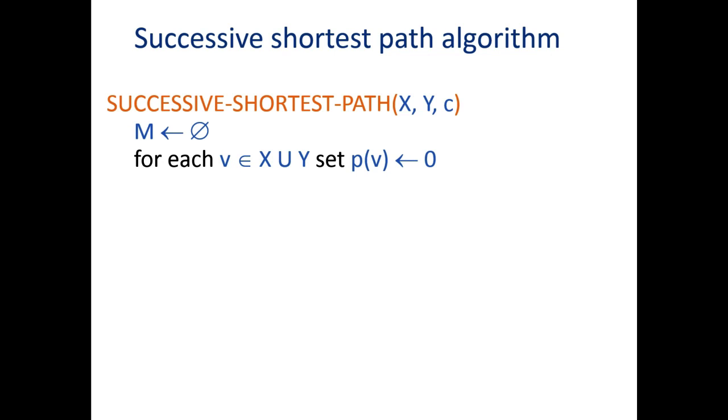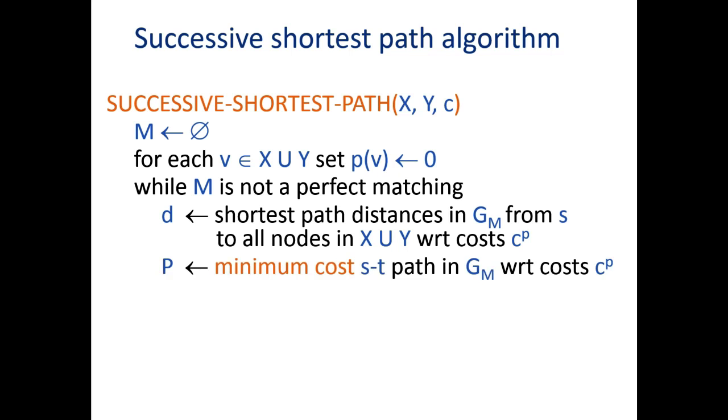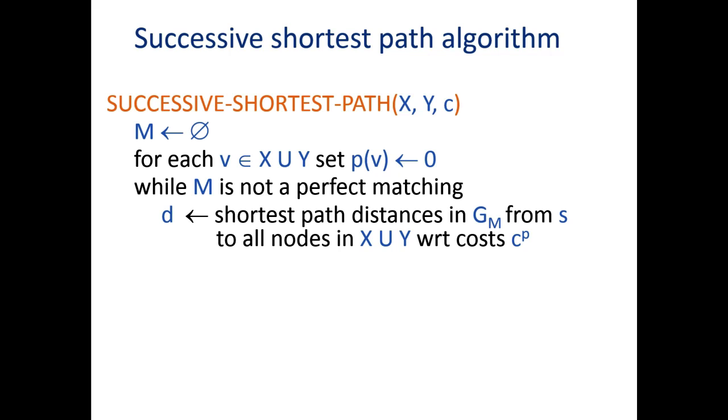So we start with an empty matching and 0 prices, and we do the following. For as long as we don't have a perfect matching, we add an edge to the matching and we modify the prices. So how do we do that? First we compute the distances. So we care about shortest distances, right? We still have that concept. So we compute the shortest path distances from S to all nodes with respect to modified costs.